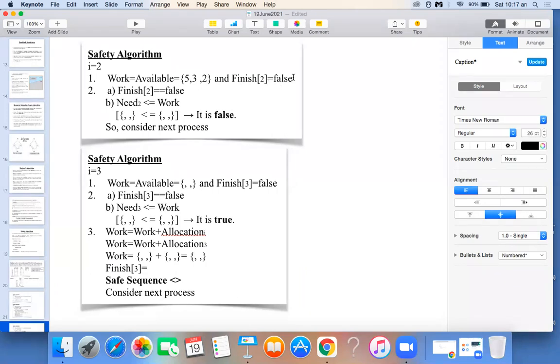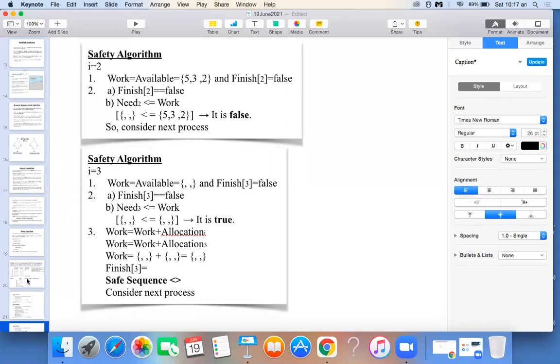So that will be your first step in the safety algorithm. Next, step number 2A, make finish of 2 is equal to false. So it is indicating that process P2 has not completed its execution. Next, check need of 2 is less than or equal to work. So what is work? It is 5 3 2. So what is your need of 2? You have to check in the need matrix column.